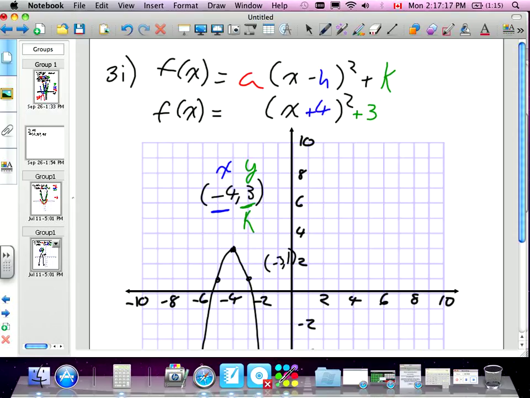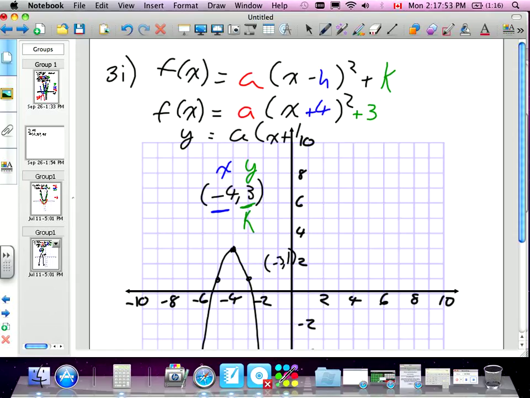Next we're looking for a. This is where it becomes a little trickier. If you look at this, technically it's gone over 1 and down 2. Some of you might already be able to figure out exactly what a is from looking at this. I'm going to show you mathematically how you can solve this. We're going to leave a in there, and I'm going to substitute y in for f at x because it's a graph. So our new equation is y is equal to a times x plus 4 squared plus 3.